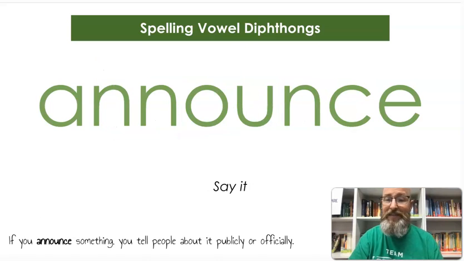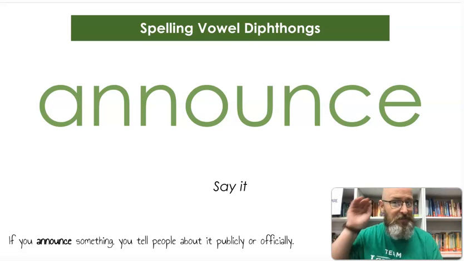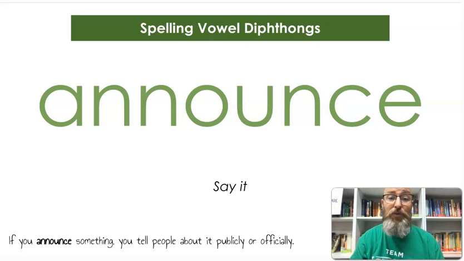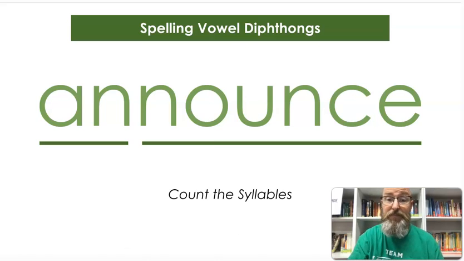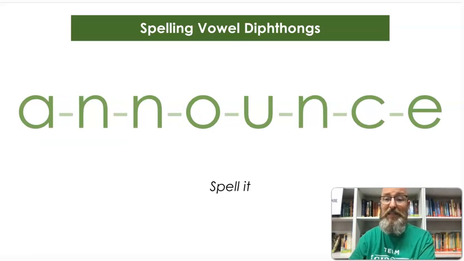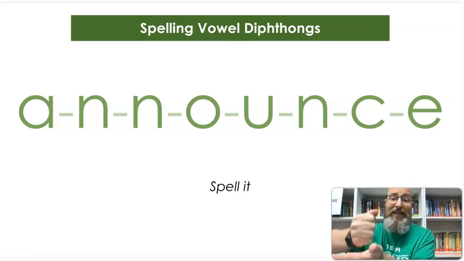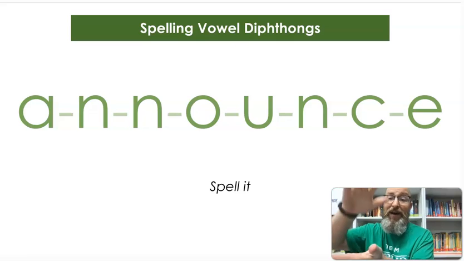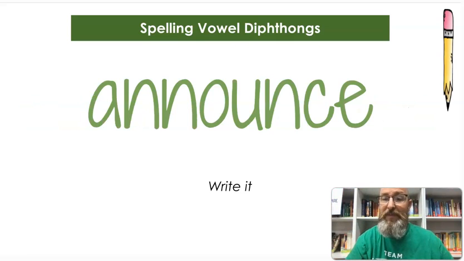Our next word is announce. Say announce. If you announce something, you tell people about it publicly or officially. Let's count the syllables. Announce. Announce. Let's spell it. A-N-N-O-U-N-C-E. Announce. And write it.